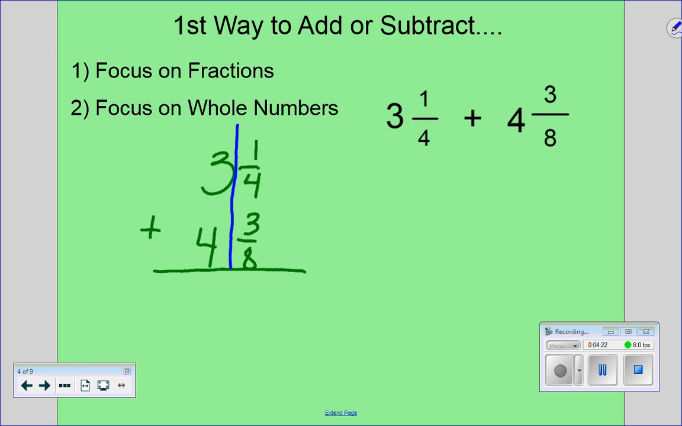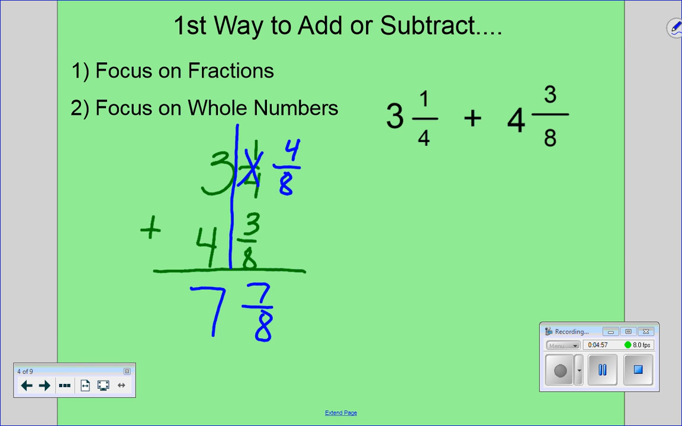Do I need to have a common denominator? Yeah, I do. So let's change this to be 8. 4 times 2, so this is now 3 4/8, my bad. Is this what you did last year? Okay, good. Now you're going to add up your fractions. So 4 plus 3 is 7 eighths. Now I'm going to work on this side. 3 plus 4, 7. Done. That's all I need to do.